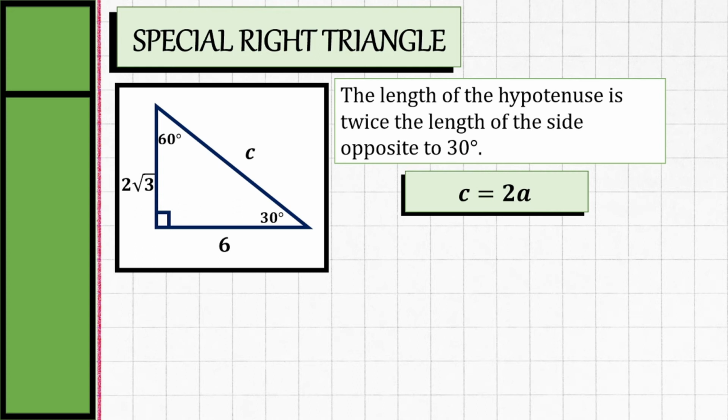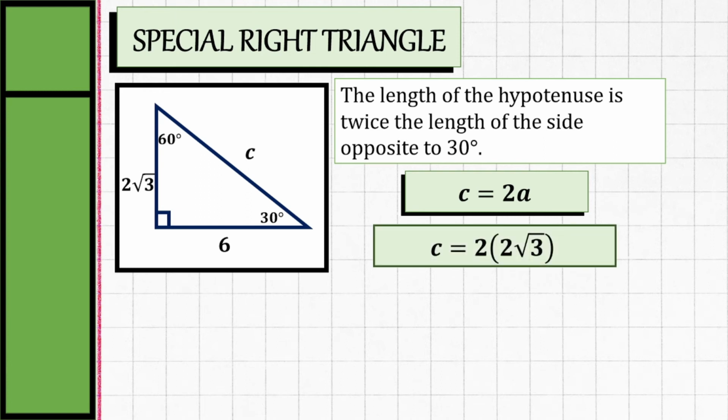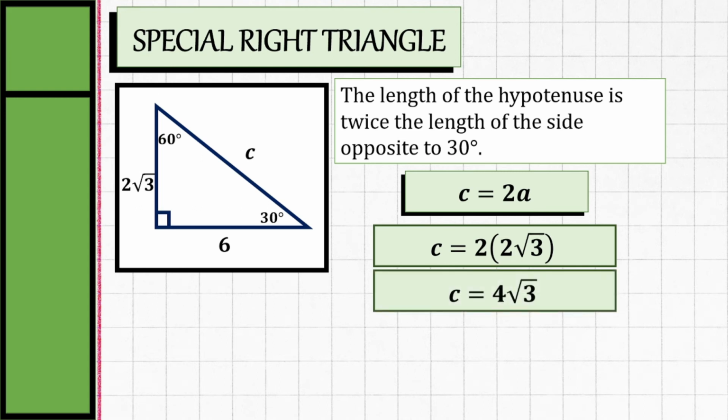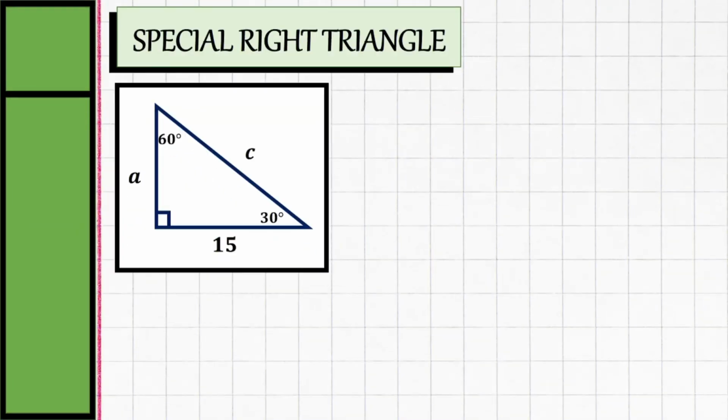Okay. So let's substitute the measurement of our shortest side, which is 2 square root of 3. So we will have C is equal to 2 times 2 square root of 3. Let's multiply. So 2 times 2, that will be equal to 4. So the measurement of our hypotenuse is equal to 4 square root of 3. Alright, and let's have our last example for today.